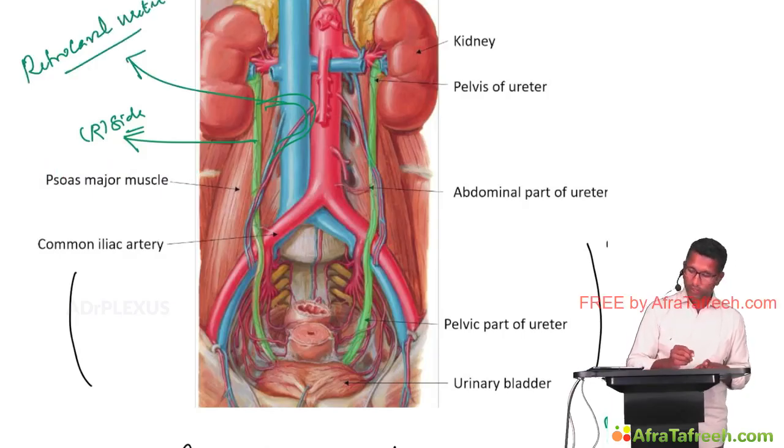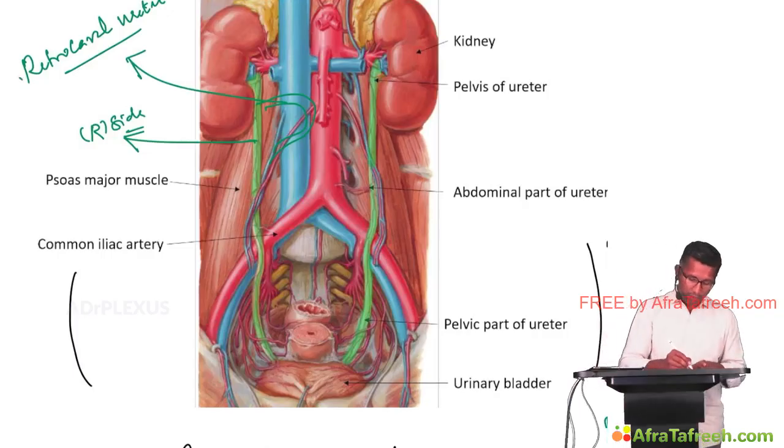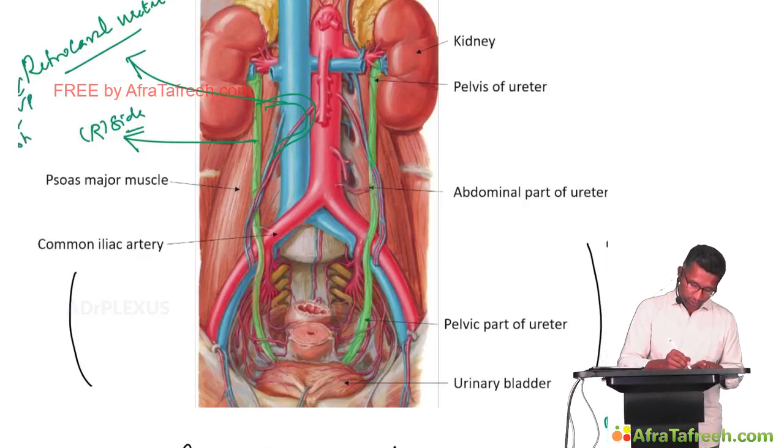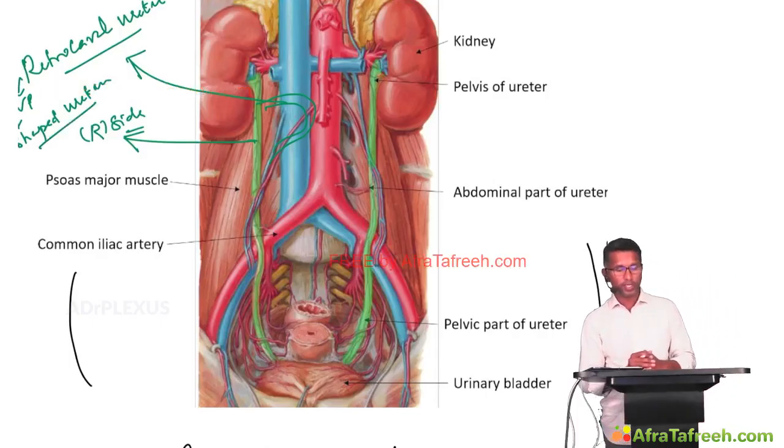So whenever there is a retrocaval ureter, when you do an intravenous pyelogram, you will get a J-shaped ureter. You get an ureter called as J-shaped ureter.